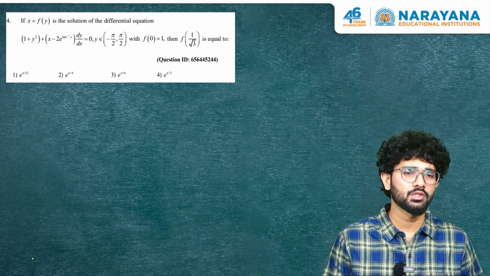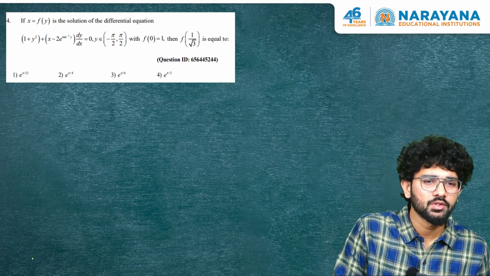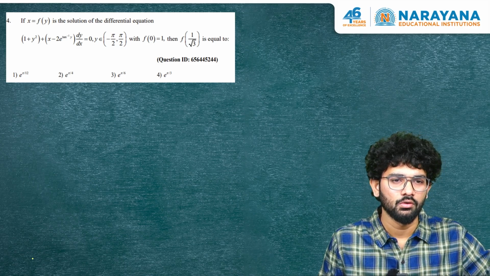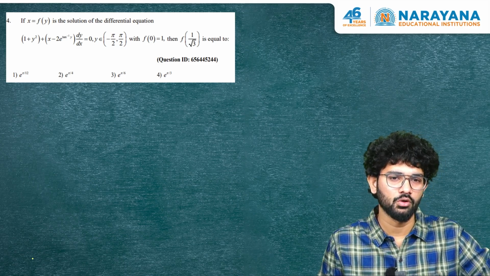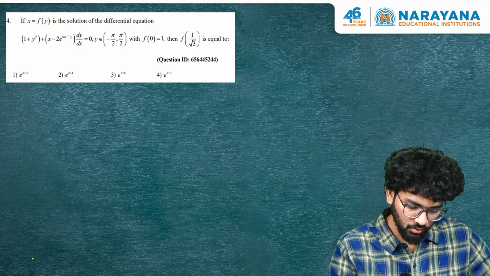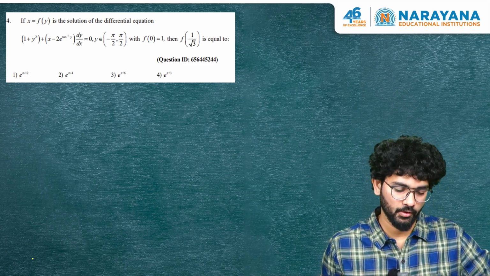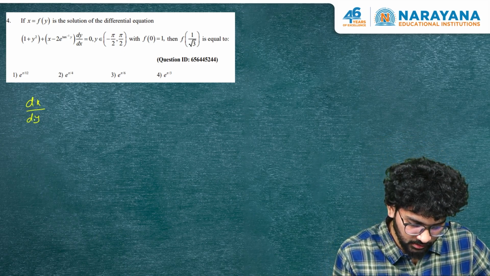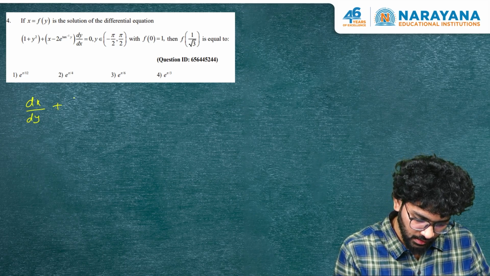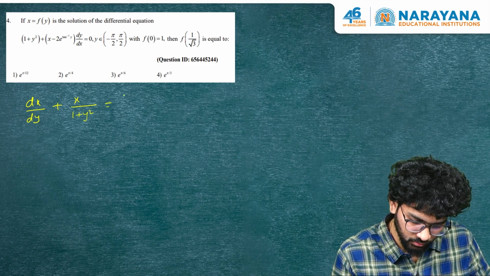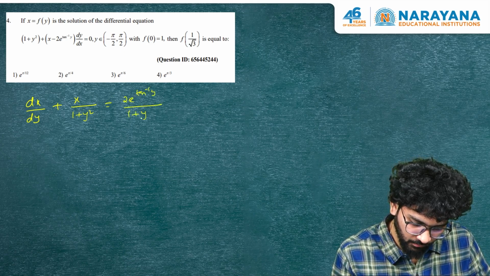A question based on differential equations: (1 plus y square plus x minus 2e power tan inverse y) into dy by dx equal to 0, y belongs to (minus pi by 2, pi by 2), f of 0 equal to 1 is given. He is asking us to find f of 1 by root 3. So this is a linear differential equation in terms of dx by dy. If I divide by dx by dy, this can be rewritten as dx by dy plus x by 1 plus y square is equal to 2 e power tan inverse y divided by 1 plus y square.